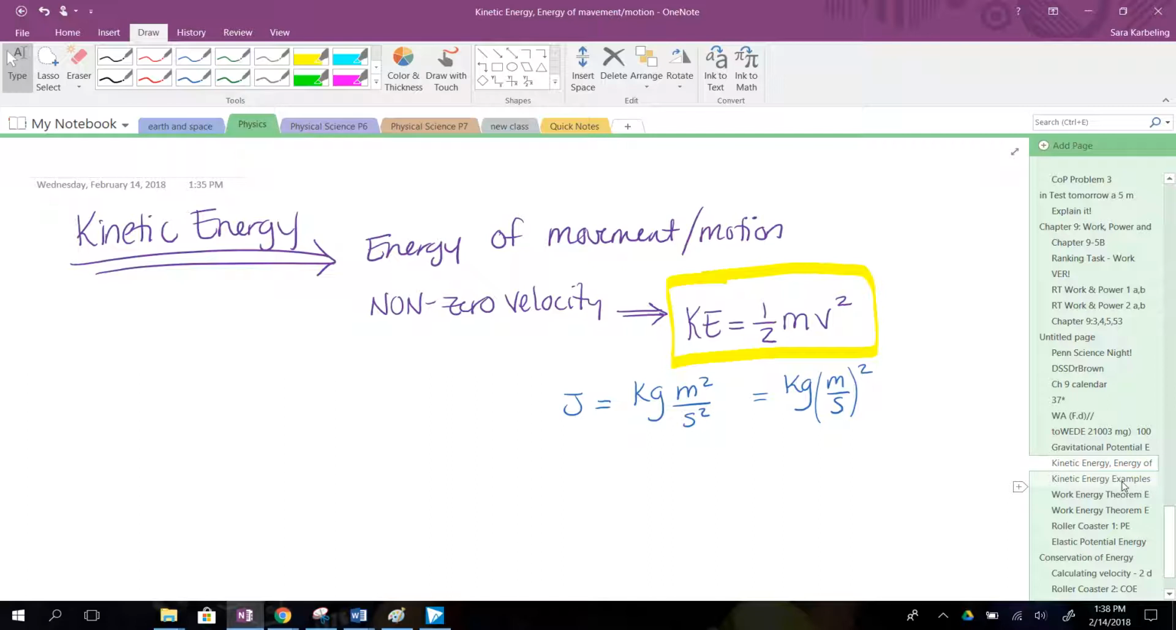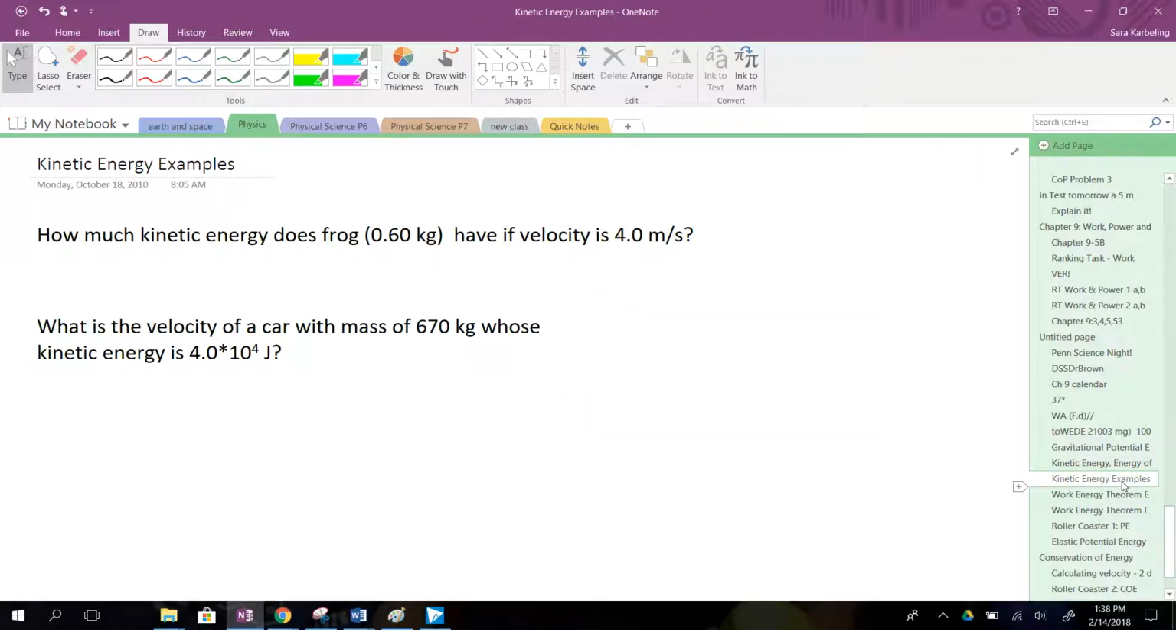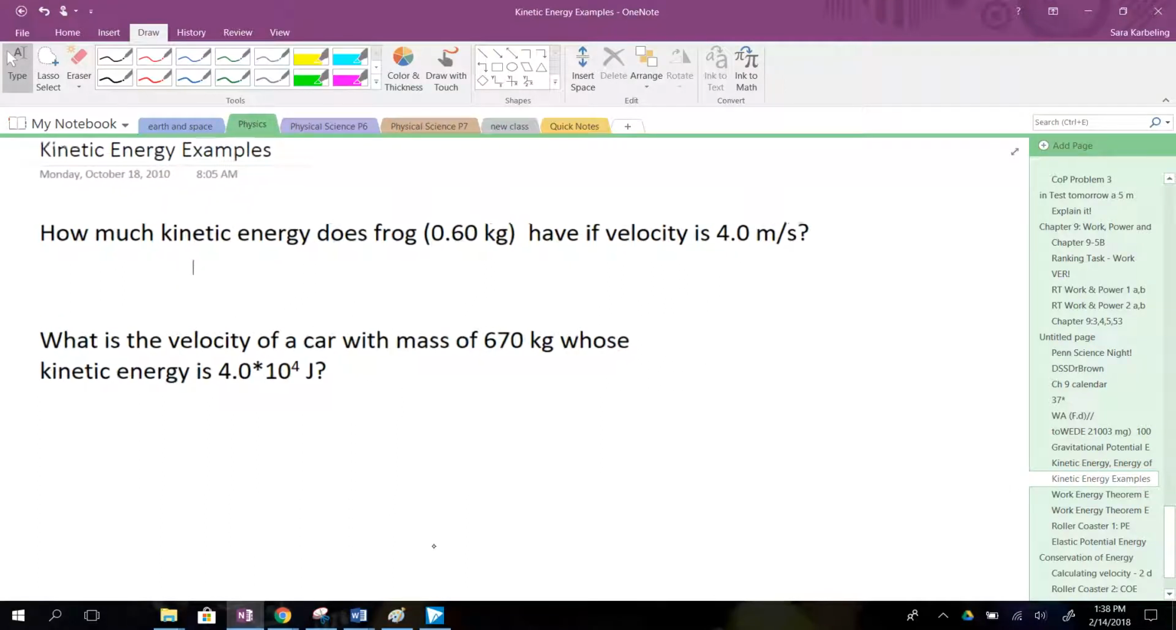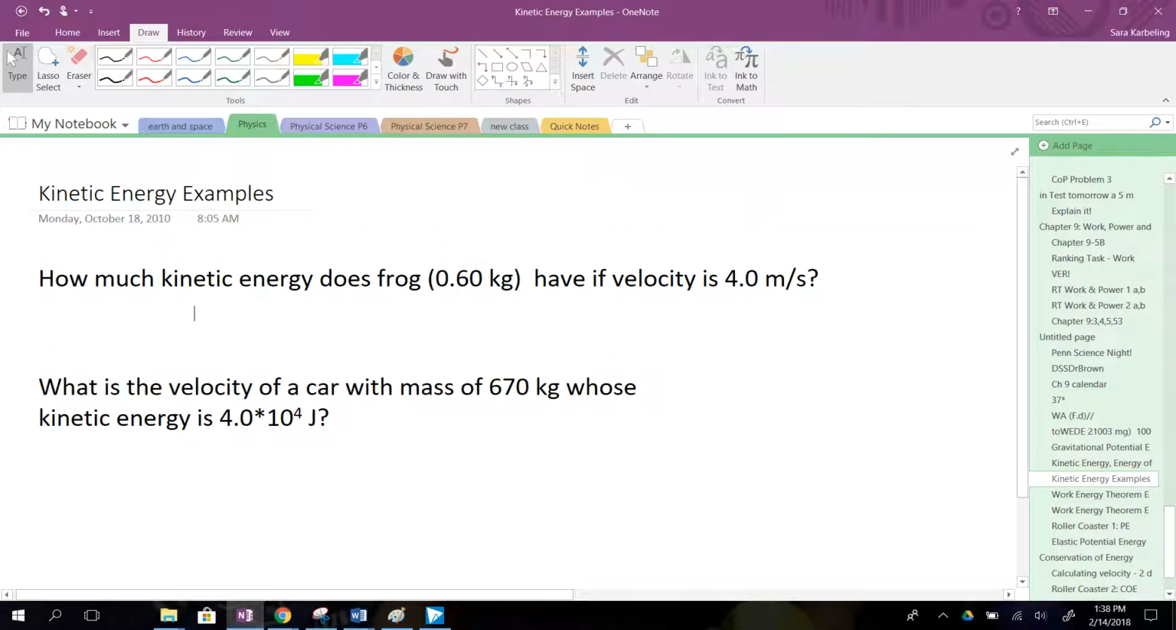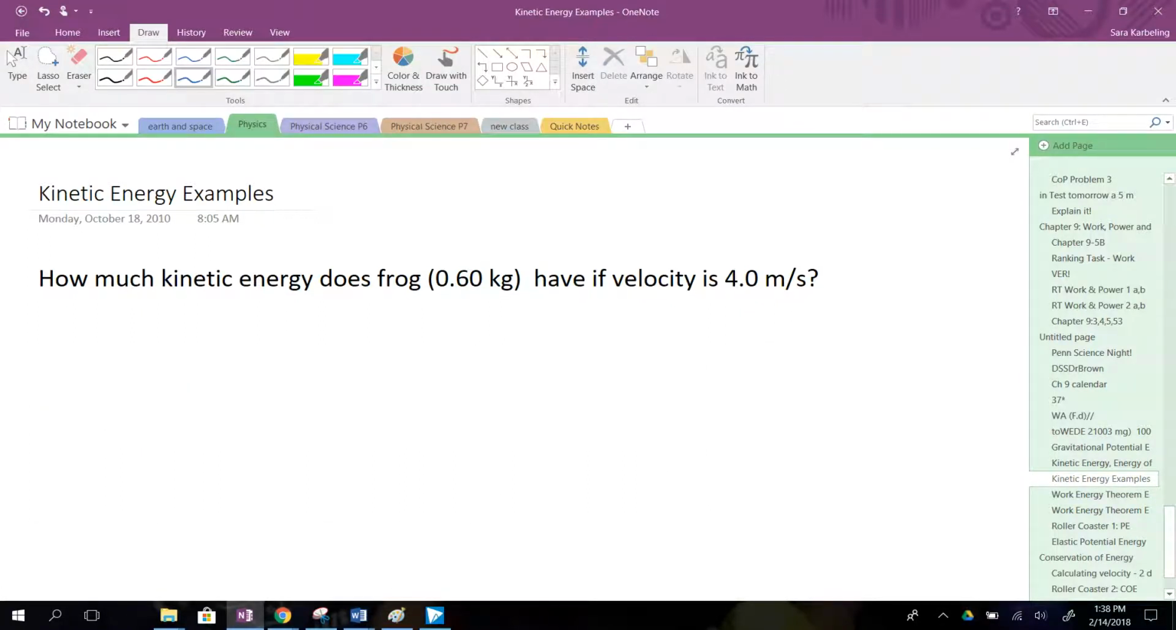Okay. Can I throw an example at you? Two of them, in fact. We'll do one at a time. I did one page of examples. Deal with it.